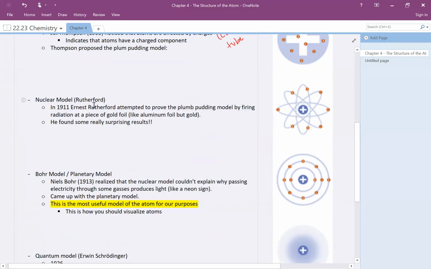And Ernest Rutherford, by the way, came up with what's called the nuclear model. And I have this pictured here. And this is starting to look a little bit more like what we maybe think of an atom as. In fact, this may be what you think of an atom as. This is a bad representation of an atom. We'll talk about why right now.